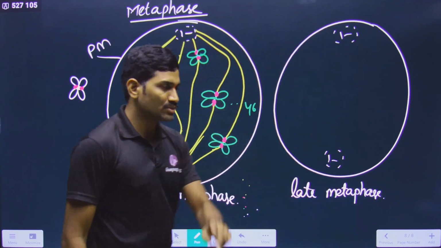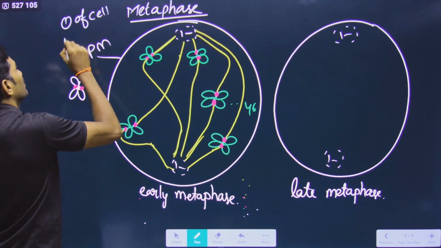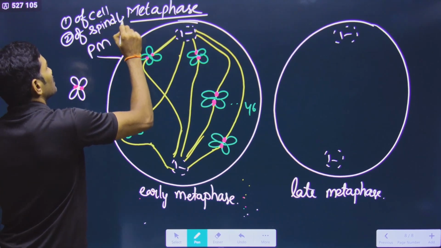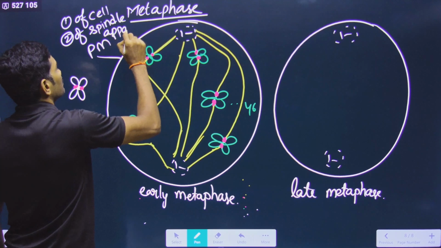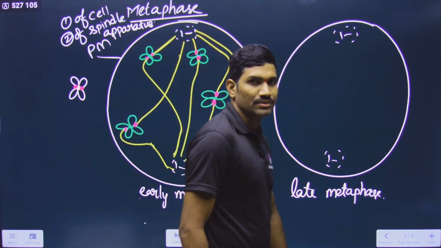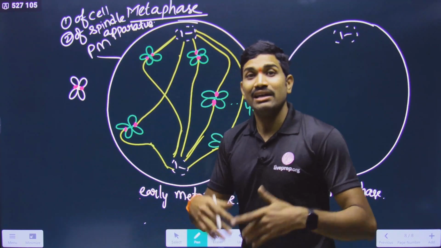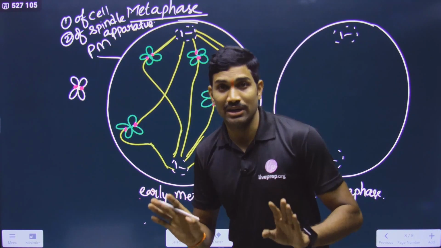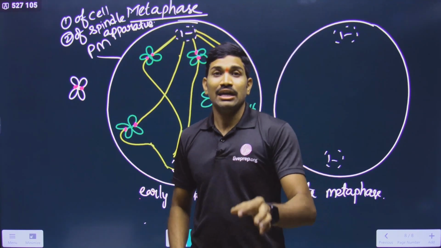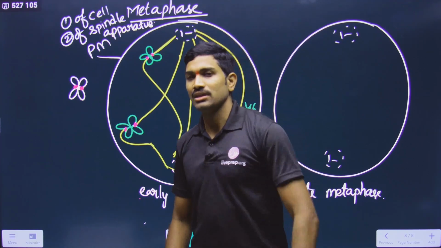Now I will give you two options. First option is center of the cell. Second one, center of spindle apparatus. Two options I am giving you. Tell me which one is the correct one. In the NCERT, in one sentence they used center of the cell. In another sentence they used center of the spindle apparatus. I am only telling you. In NCERT they used both the sentences, but if you are talking technically, only one is correct. Which one is correct? Tell me.